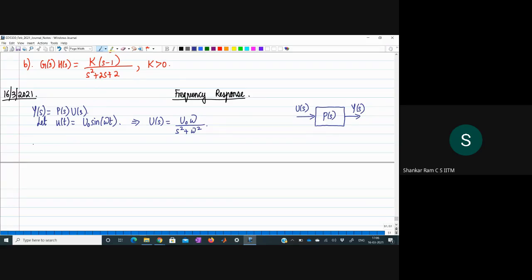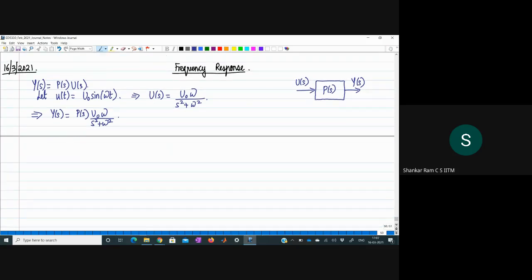Now, we substitute in the equation. So we write Y of S to be equal to P of S multiplied by U naught omega divided by S square plus omega square. So we essentially get Y of S. Now we consider the plant transfer function to be a ratio of a numerator polynomial and a denominator polynomial, our usual way of representing it.